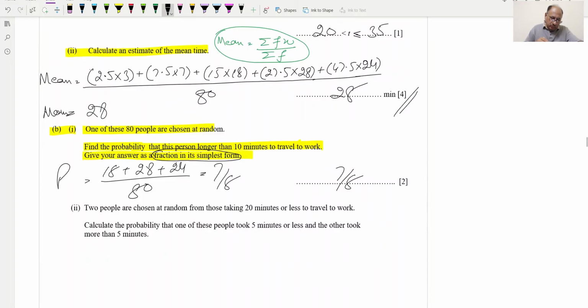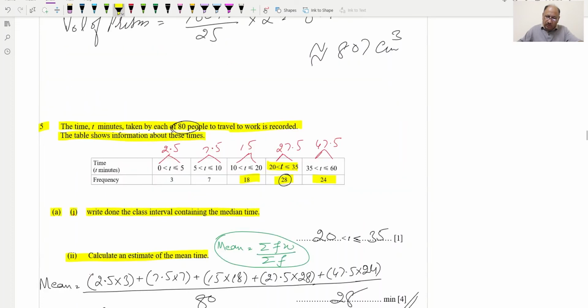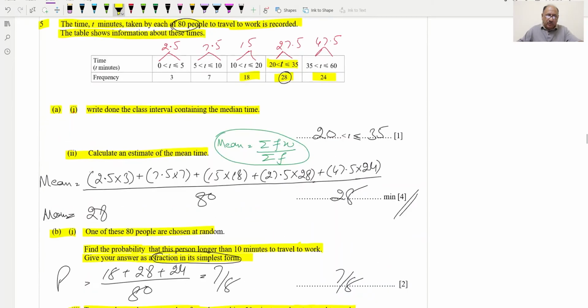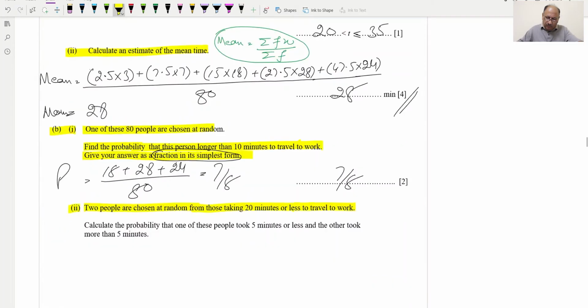Now question number 2, part 2. Two people are chosen at random from those taking 20 minutes or less to travel to work. So 20 minutes or less will be 3, 7 and 18. Calculate the probability that one of these people took 5 minutes or less. So 5 minutes or less will be 3.